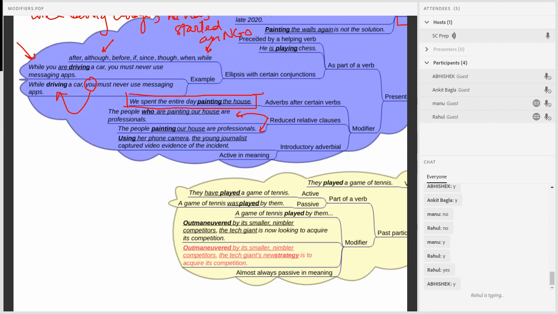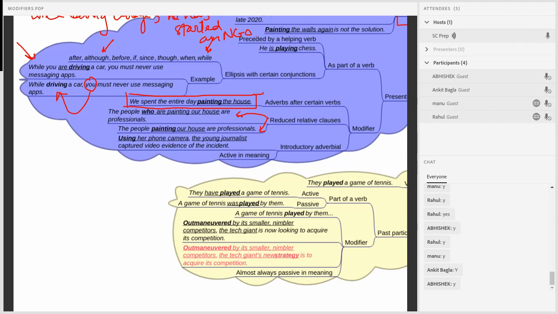And in fact, I remember that one of you asked this question also in one of our earlier sessions. Just give me a yes. Let me confirm everyone's okay. Rahul's comfortable. Manu, Ankit, Abhishek. Perfect. All right.